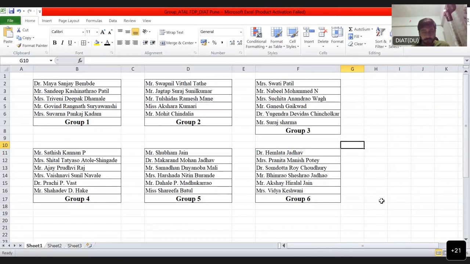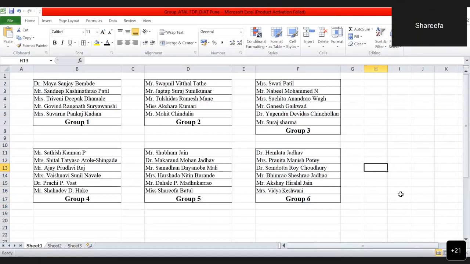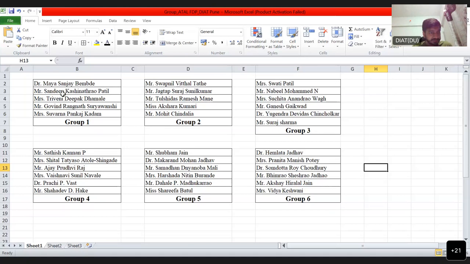Participants, are you able to see these groups? Kindly note your group. I divided you all into six groups, so that from tomorrow onwards we will give some tasks. Just note down which group you are in. I will call the names: Dr. Maya, Mr. Sandeep, Mrs. Triveni, Mr. Govind, and Mrs. Suvarna are in group 1.